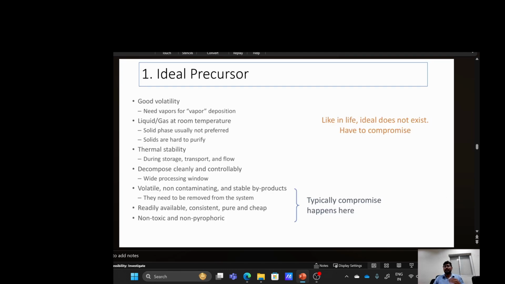Now first, the precursor. Let us come to the precursor. The ideal precursor should be volatile. Volatile in the sense that it should generate some vapor pressure inside the chamber. So there are some things.